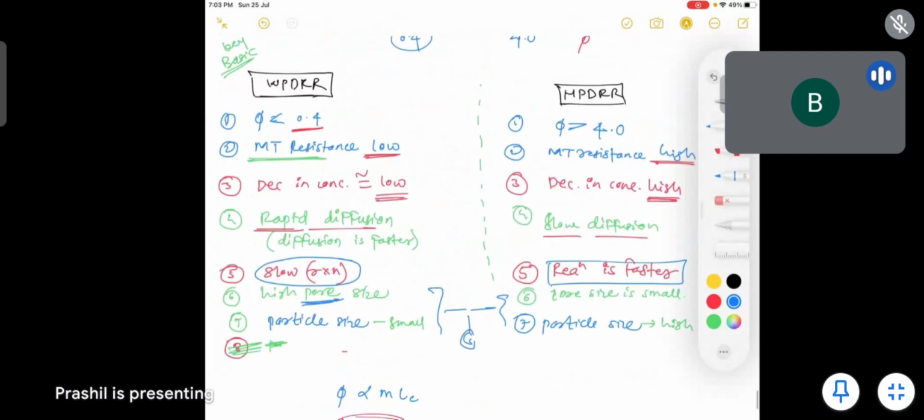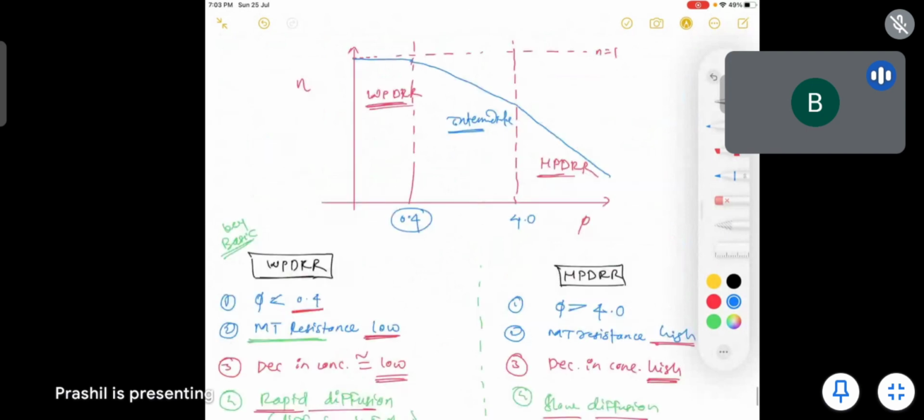In weak pore diffusion resistance regime, you will be having efficiency nearly equal to 1, and as Thiele modulus is increasing, your efficiency is decreasing, or effectiveness factor is decreasing. So till today's class we have covered this only, and in tomorrow's class we are going to have some additional topics on this same only. If you understand today's class, then it is very easy to understand tomorrow's class.